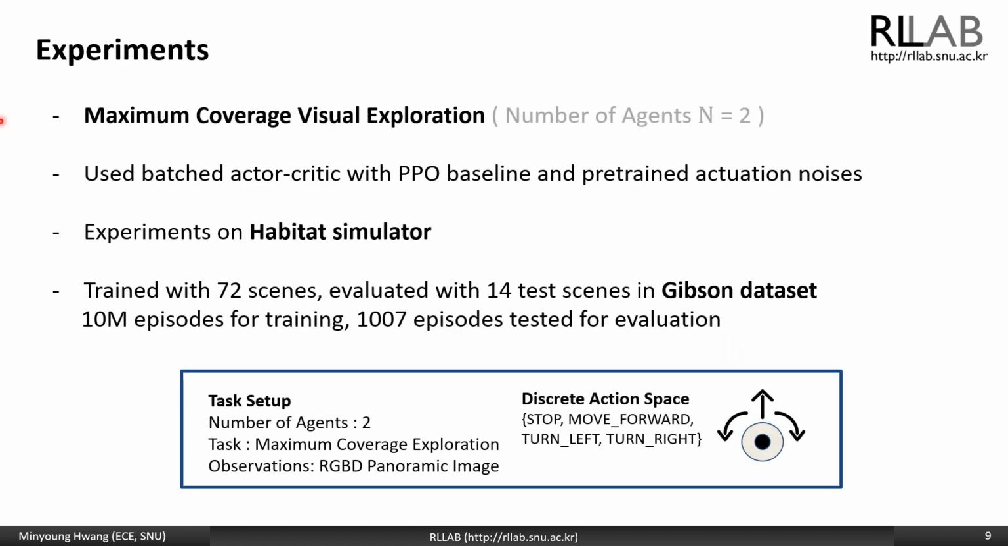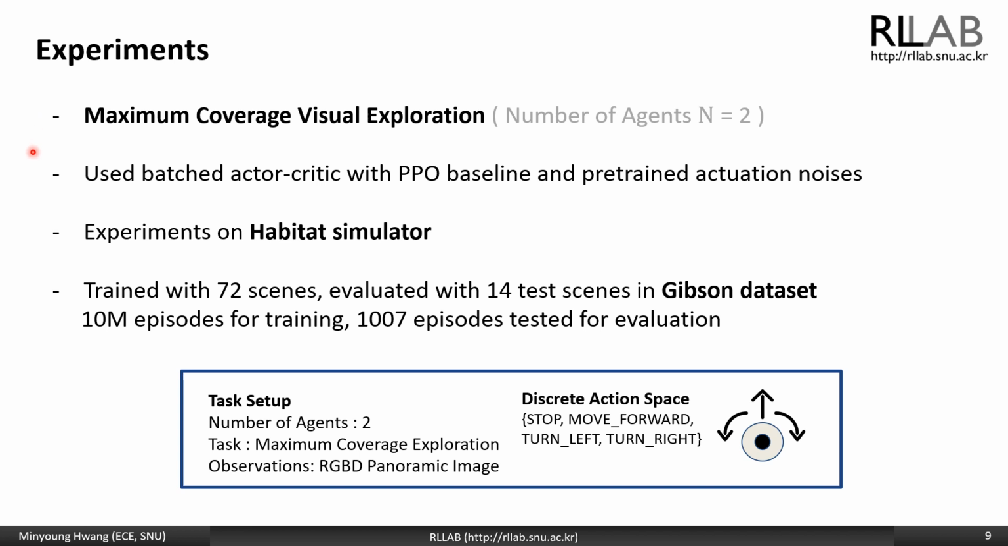Now, let's look at the experiments. We set the task as maximum coverage visual exploration, where agents need to cover areas together as much as possible and as fast as they can. In the experiments, we fixed n as 2 and defined the discrete action space for each agent as shown below.